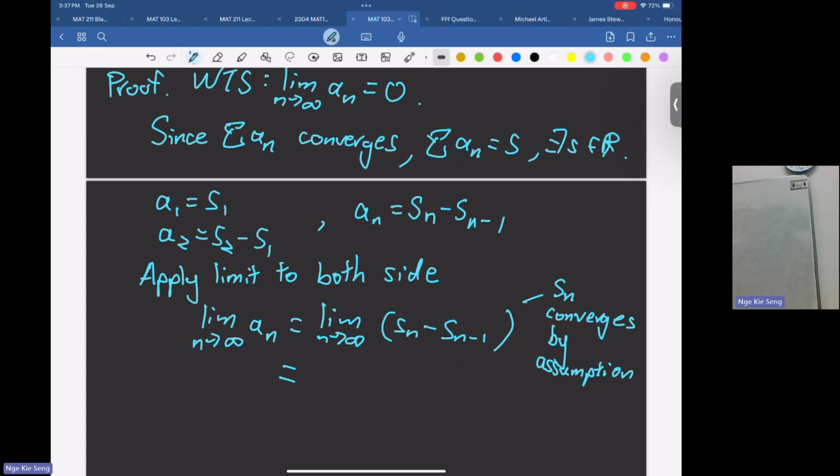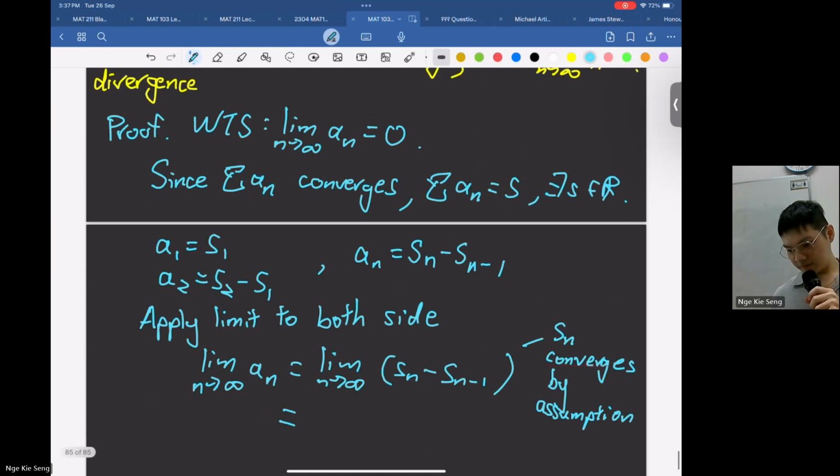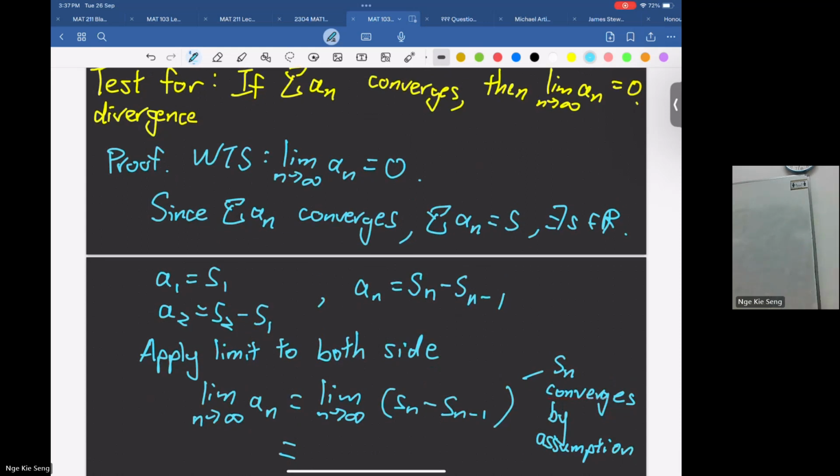So now I just want you to go back to your definition. For a mathematics course, definition is really important. So why can I say Sn converges here? Why does Sn converge by assumption? Which assumption? Yeah, it has a finite sum. So in particular, the n-th partial sum converges to that finite sum. So that's why Sn converges.